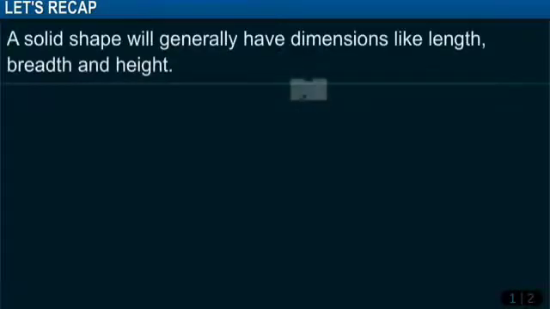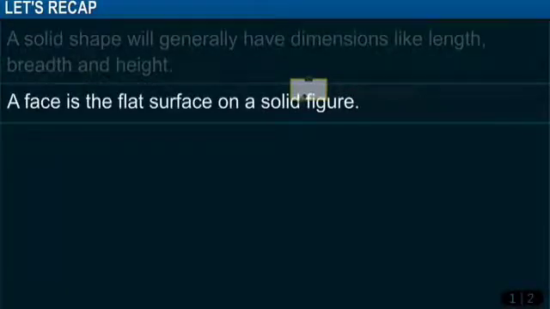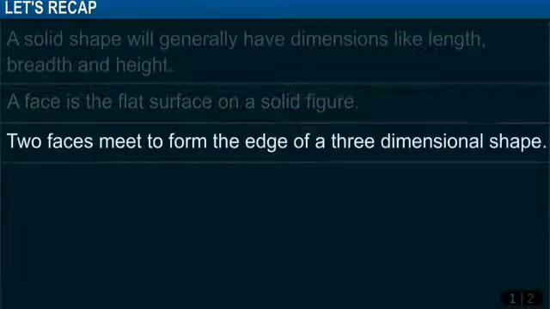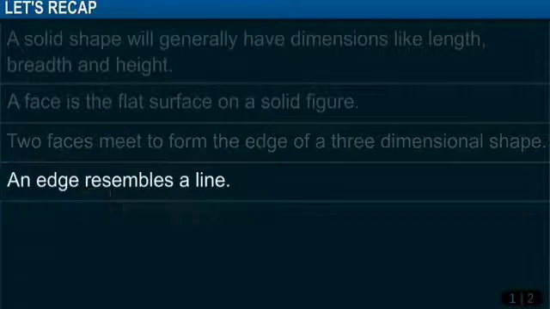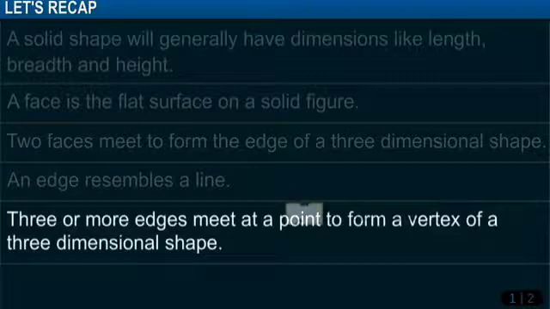In this module, you learnt that a solid shape will generally have dimensions like length, breadth, and height. A face is the flat surface on a solid figure. Two faces meet to form the edge of a three-dimensional shape. An edge resembles a line. Three or more edges meet at a point to form a vertex of a three-dimensional shape.